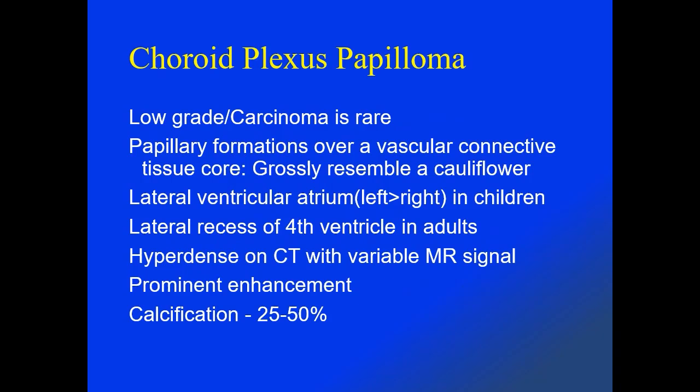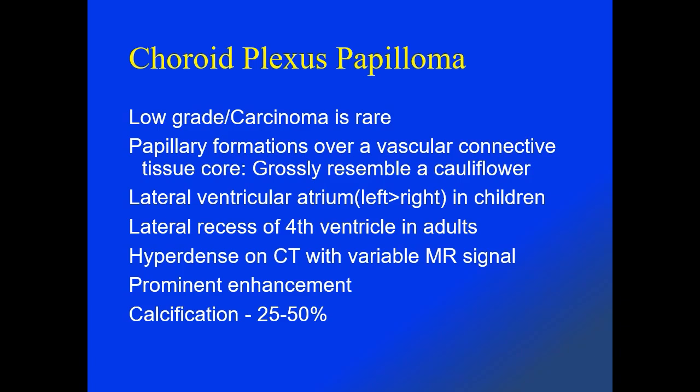Choroid plexus papillomas are low-grade tumors, with choroid plexus carcinomas being quite rare. Choroid plexus papillomas histologically demonstrate papillae formations over a vascular connective tissue core, and it has been said that they grossly resemble a cauliflower.